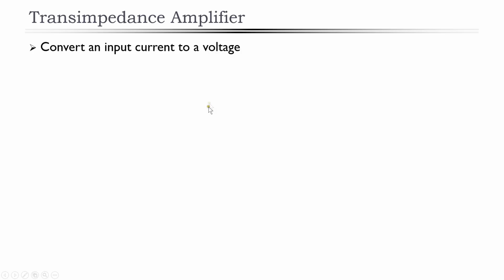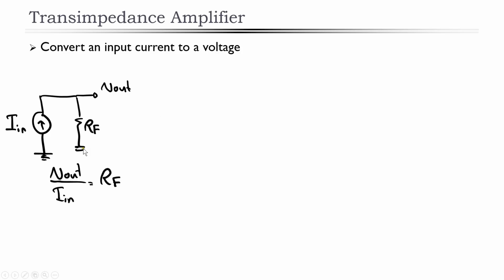But what are ways that you can convert a current to a voltage? Well, the simplest is just to use a resistor. Very straightforward. You have a current I in going through a resistor, and that will generate a voltage V out. This is just Ohm's law. So the gain of this circuit is RF.